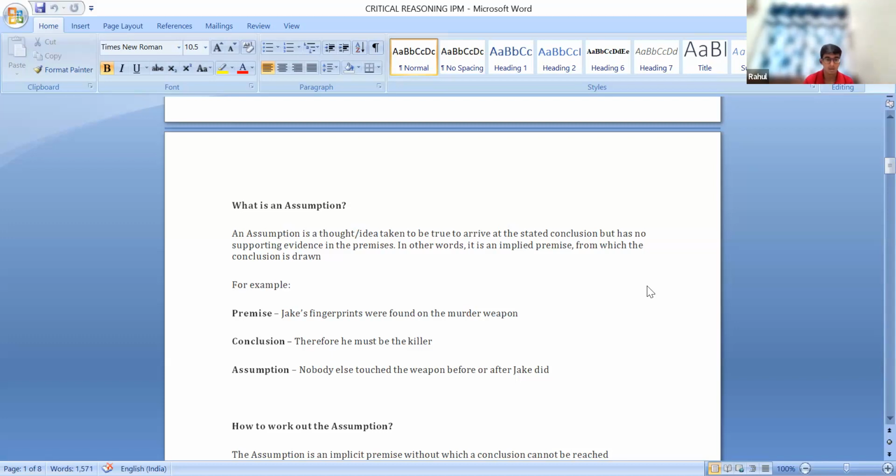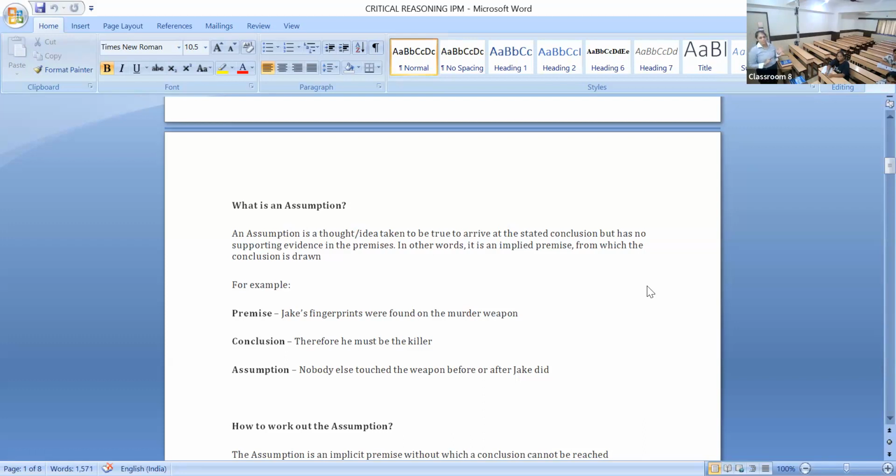For premise, Jake's fingerprints were found on the murder weapon. Perfect. Conclusion: therefore he must be the killer. Assumption: nobody else touched the weapon before or after Jake did. Are we all clear with this? Simple. So we can identify things.